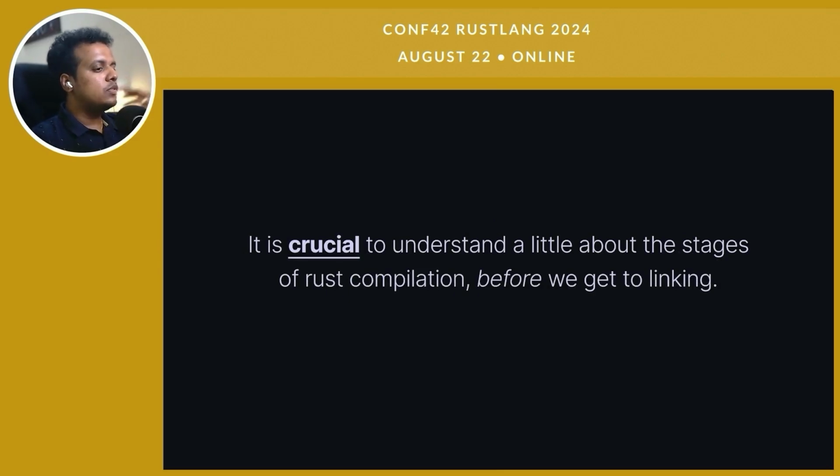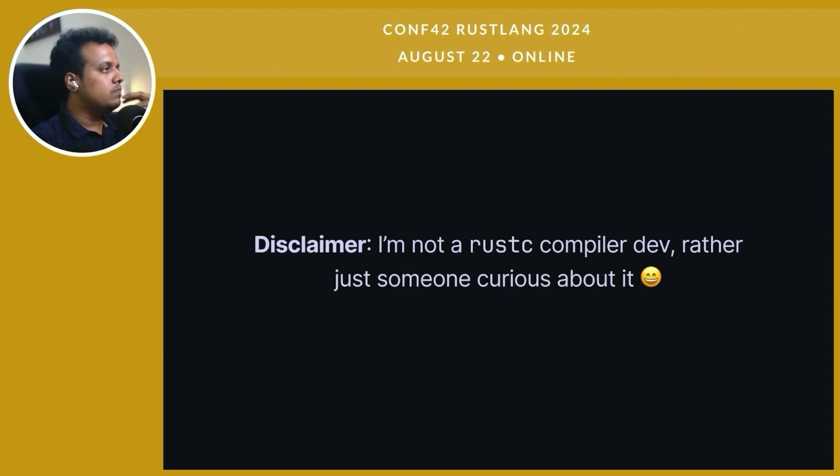But for us to even get to linking, we have to have a cursory understanding of Rust compilation, and that's what we'll try to do. Just a quick disclaimer: I'm not a Rust compiler dev. Rather, I'll go through this through the lens of someone who's curious about Rust compilation, and happened to go through and read some of the Rust compiler code. I do not claim any authority in terms of compiler internals knowledge, but am just sharing what I have learned in the course of writing this. I wrote a blog and then the talk.